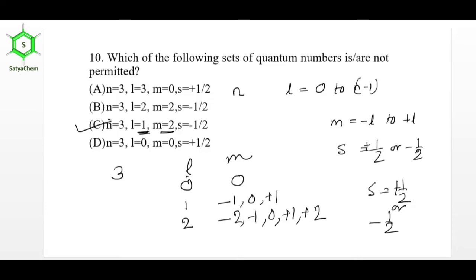Clear? And here n equals 3 and l equals 3 is not possible, because l can have values 0 to n minus 1. So this restriction is not obeyed, so option A is incorrect. So these two sets of quantum numbers are not permitted. So the correct option is A and C.